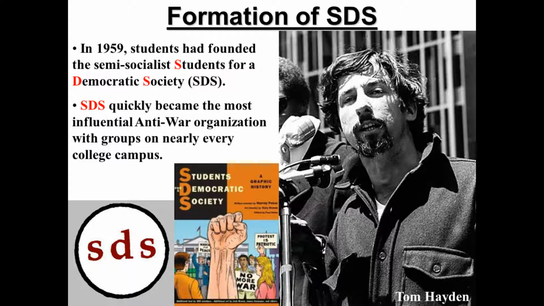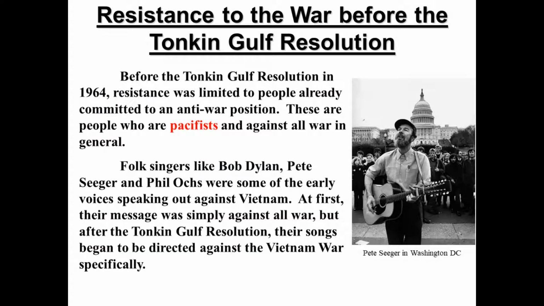Resistance to the war before the Tonkin Gulf resolution was largely limited to people who were already pacifist in nature. These are people who were protesting war for war's sake. They were not specifically targeting the Vietnam War.